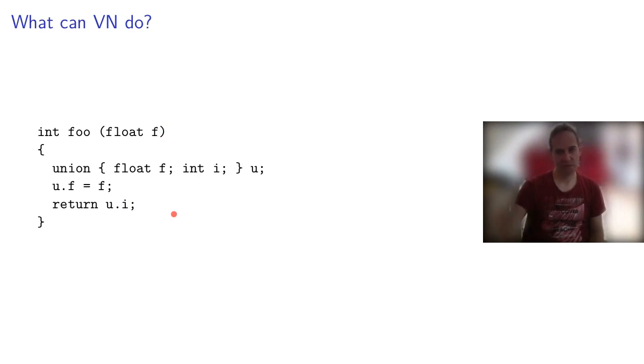And it can do the same if you use a float variable and a memcpy, for example. If you have an integer variable and you do a memcpy into the int from the float, and then just return the integer, then GCC can do the same. The value numbering will see through this memcpy and return you the bit cast of the input register.